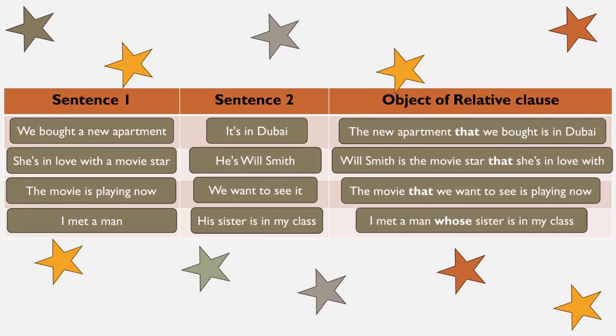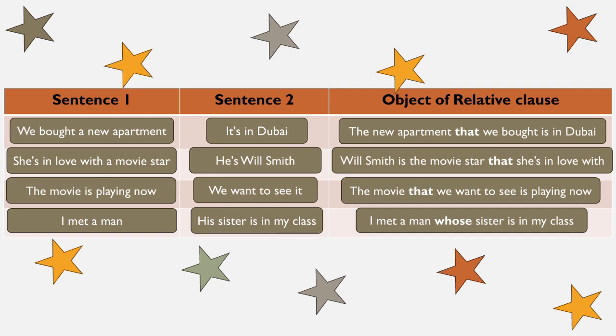And here you have 3 more examples. For example, the second one: she's in love with a movie star. He's Will Smith. So, we're talking about the object of the sentence, Will Smith. Come on, let's see how we connect these two ideas into one using a relative pronoun for an object. Will Smith is a movie star that she's in love with. Can you see? We use that again because that is the only option to connect two ideas about the object of a sentence. Don't forget it.